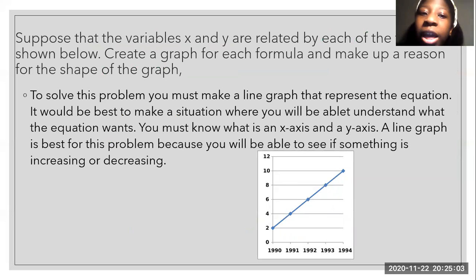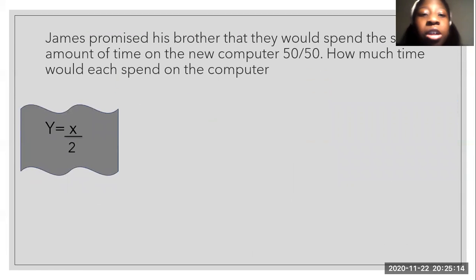Our next question, we had to make a graph. We had to also know what an x and a y-axis is, and we had to find problems that will match the graph. So the first problem is Jane promised his brother that he would spend the same amount of time on the new computer, 50-50. How much time would each spend on the computer? So we know that if one has 2 hours, one will have 1 hour because that is divided by 2. So 50-50 is divided by 2. So if they have 2 hours, they'll both spend an hour each. If they have 3 hours, they'll both spend 1.5 hours each, and so on.